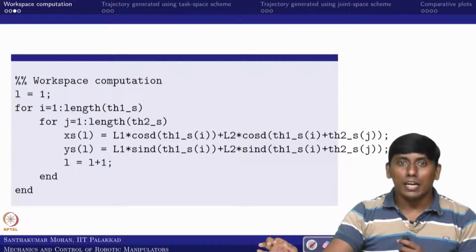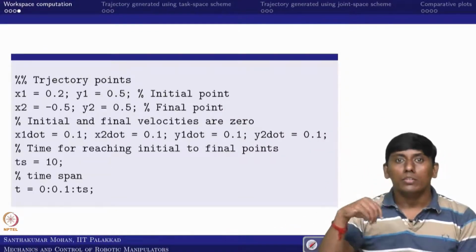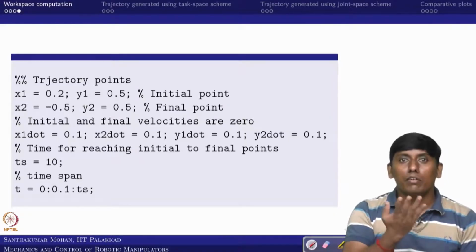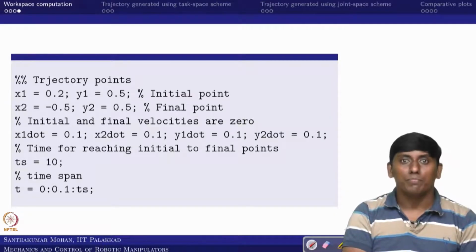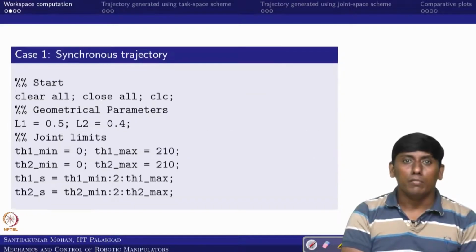So, once this is done, what do you want to plot? For plotting we will come back later, but right now I am trying to generate the trajectory. For generating the trajectory, I already know the trajectory points which are given to us. I am taking the same, but here L1 and L2 I have taken slightly different values: 0.5 and 0.4.